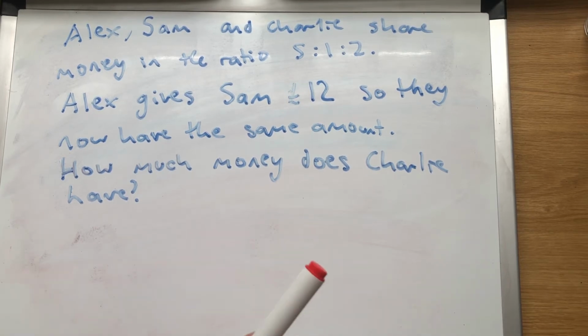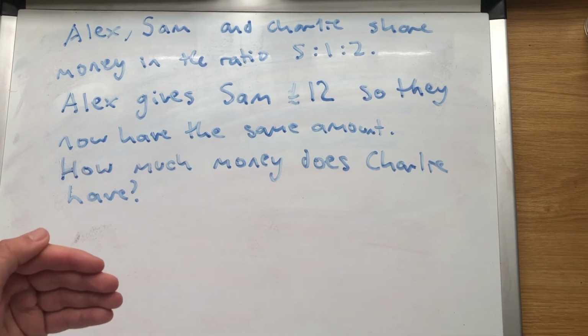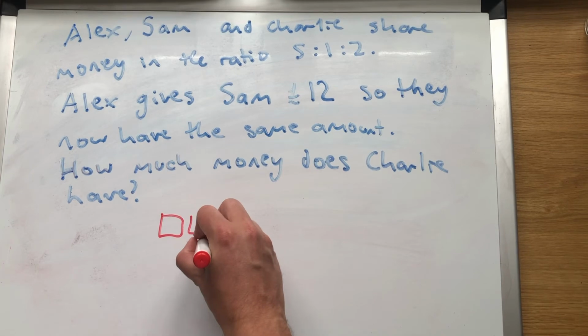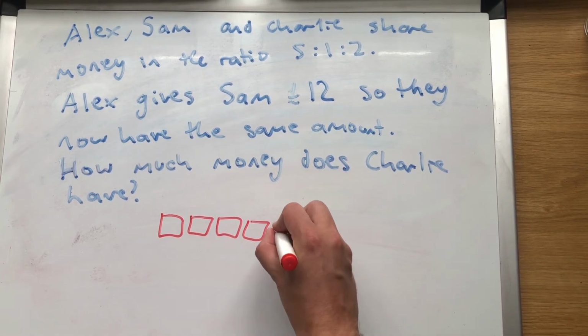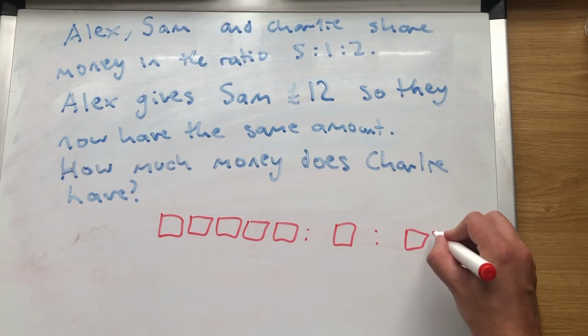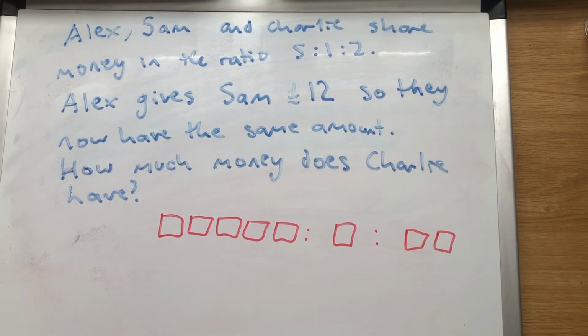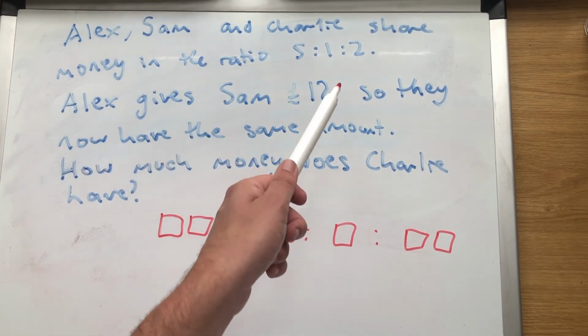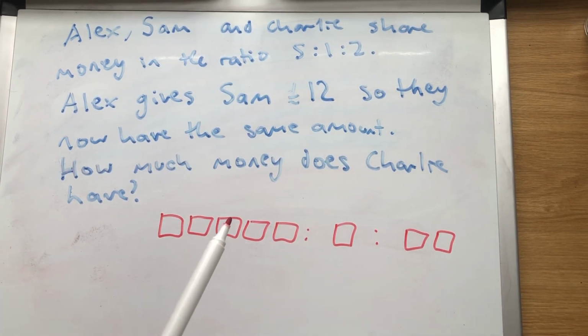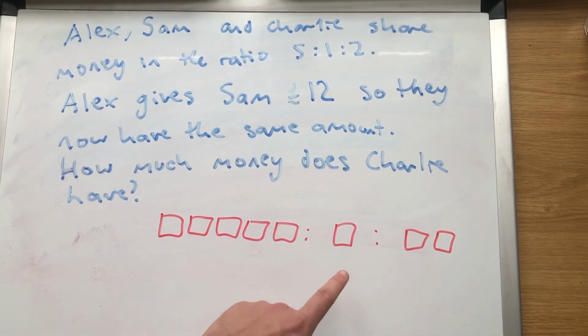Alex, Sam and Charlie share some money in the ratio 5:1:2. Same as always, draw it out. 1, 2, 3, 4, 5, and 1, and then 1, 2. We know Alex is 5, Sam is 1, Charlie is 2. Again, what we're trying to find out is how much 1 box is and then we can solve the rest. Alex gives Sam £12, so they now have the same amount.